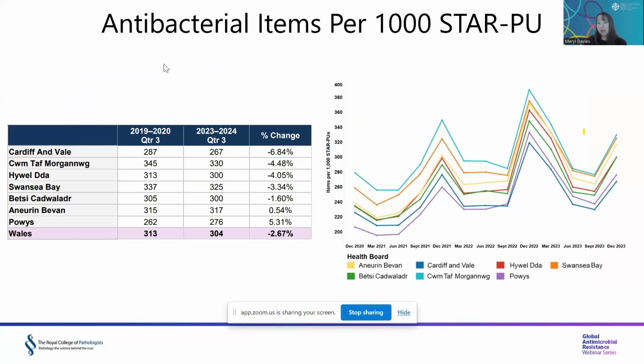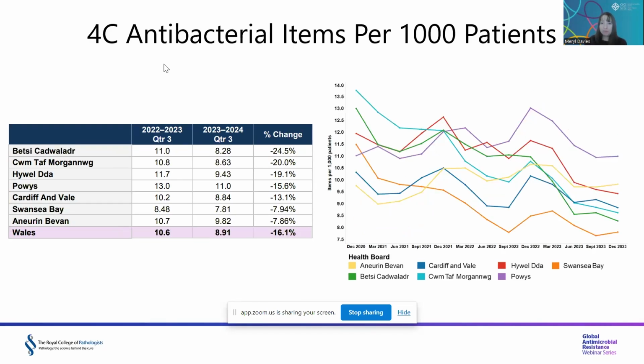We can also see from the graph that in the December 2022 quarter and the first quarter of 2023, we had quite a big increase in our prescribing. And this was due to a Streptococcus A outbreak that we had in the United Kingdom.